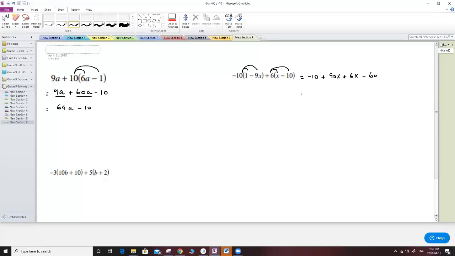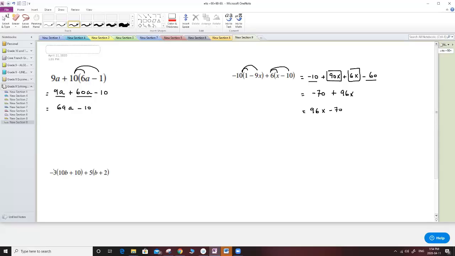Now I can combine the like terms if I have any. So here the constant with the constant. So that means negative 10, negative 60, that means negative 70. And I have here the positive 90x and the positive 6x, that means positive 96x. Some teachers like to put it in order. So we start with the highest degree and after that the lowest degree. So 96x minus 70 is going to be my final answer.